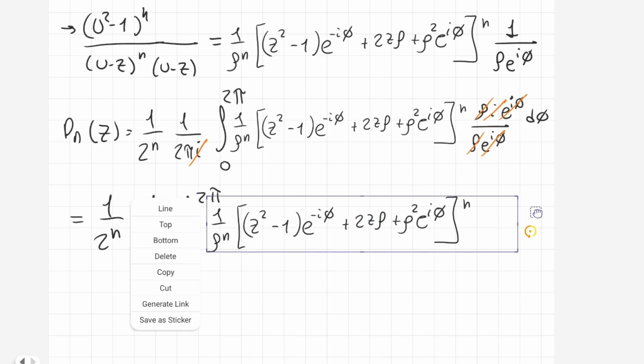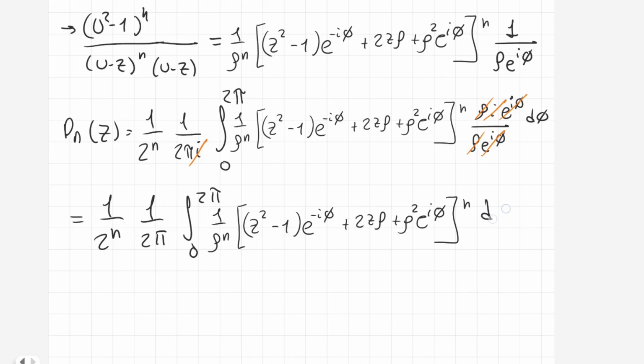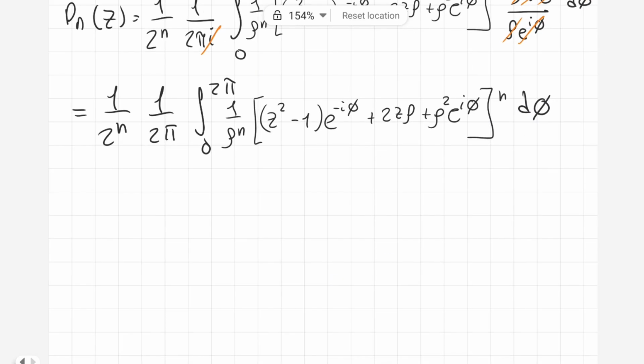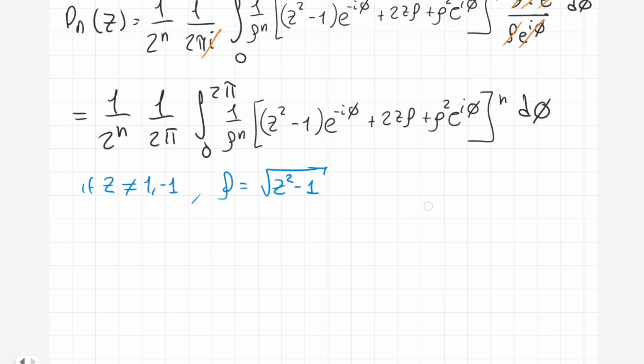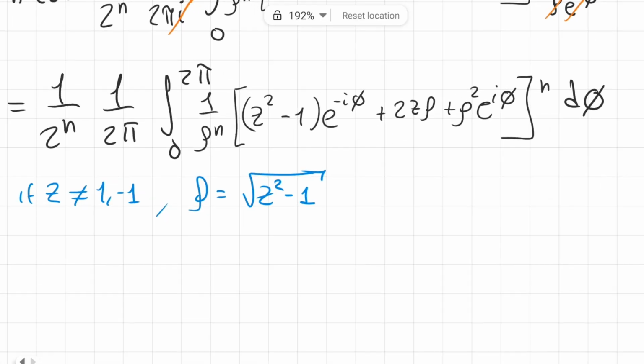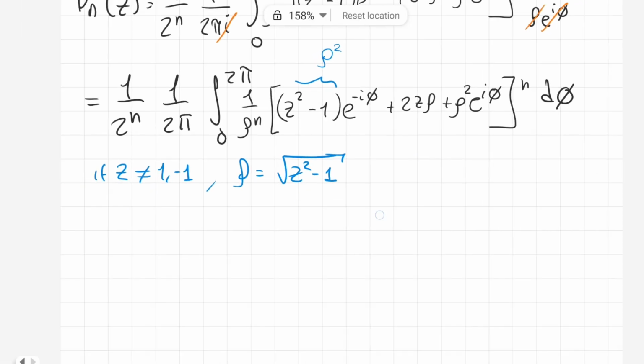But let me erase this, and then d phi. Okay, so with this, we can consider a trick: if z is different from 1 and negative 1, we are going to take that rho is going to be the square root of z squared minus 1. Okay, so that means that this quantity that we have here can be seen as rho squared.